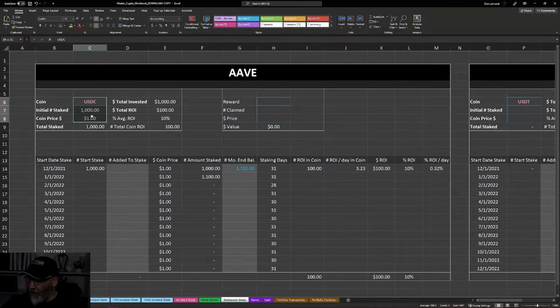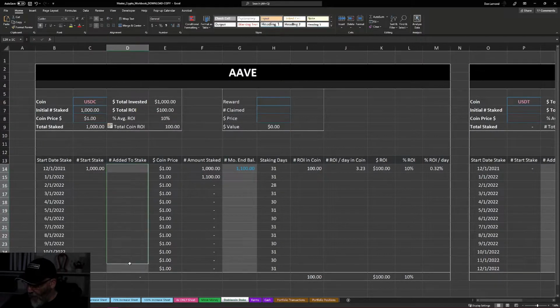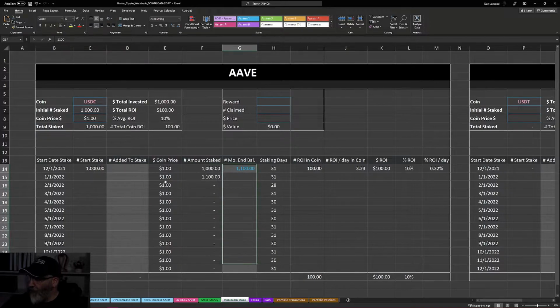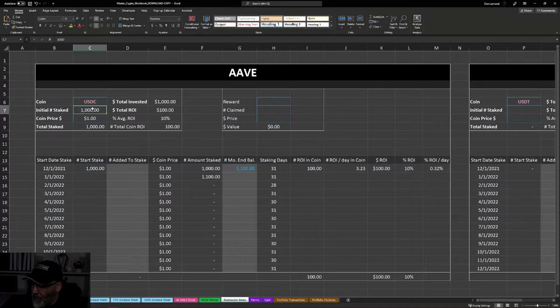This is the initial fill-in. This is the month-to-month fill-in. Everything else auto-populates. So what happened was I staked $1,000 because I said so right here, and this is the start stake, boom. So the start stake was 1,000 coins at $1 per coin. I invested $1,000 in USDC on Aave, and I moved my coins there, made an investment of staking $1,000 worth of my 1,000 coins on there.